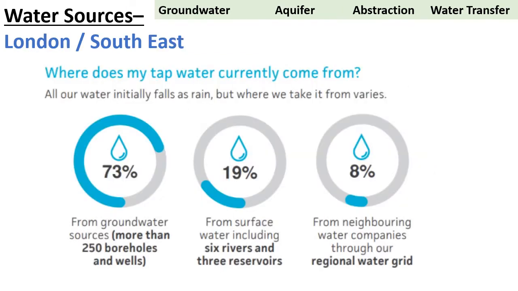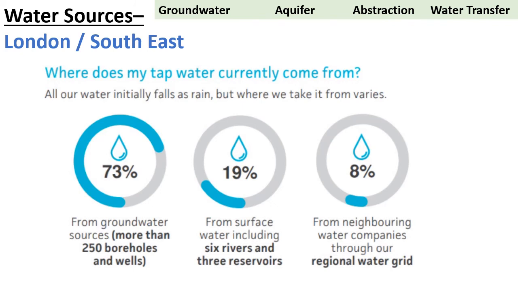Here's some information from the London and South East area. Where does tap water currently come from? In the north and west, typically it comes from reservoirs, so large lakes that hold the water and supply the areas. There's lots of valleys, lots of mountains, and there might be dams that hold back the water. In the southeast, it's very, very different. A lot of their water comes from groundwater sources. So groundwater sources, we're thinking about aquifers, and it's taken out, or the geography term for that is it's abstracted.